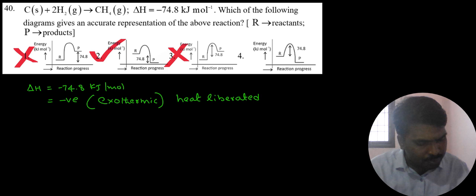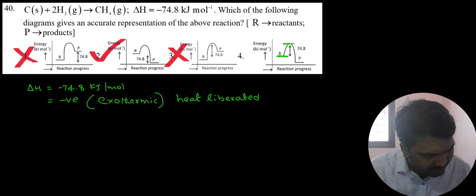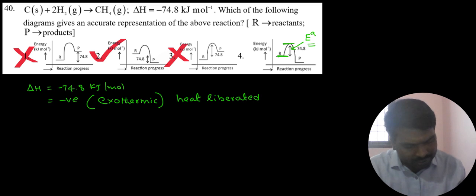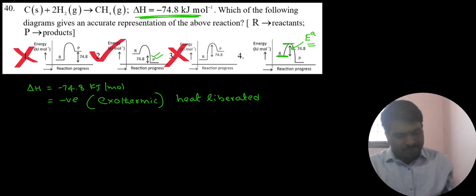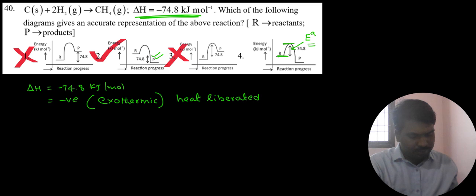Actually, in option 4, the 74.8 gap is given, which represents activation energy. It is activation energy, so that is wrong. Here this much heat liberated means this is the correct representation.